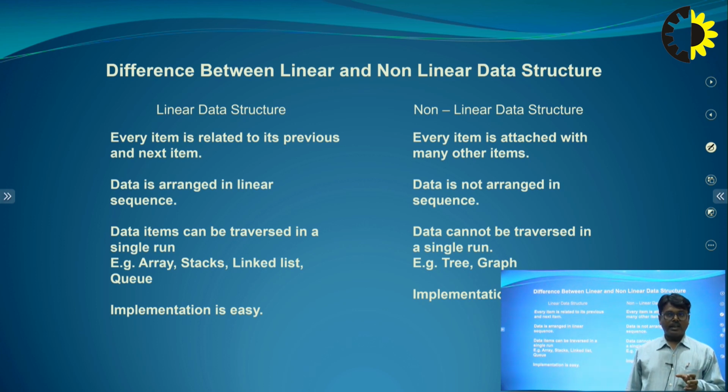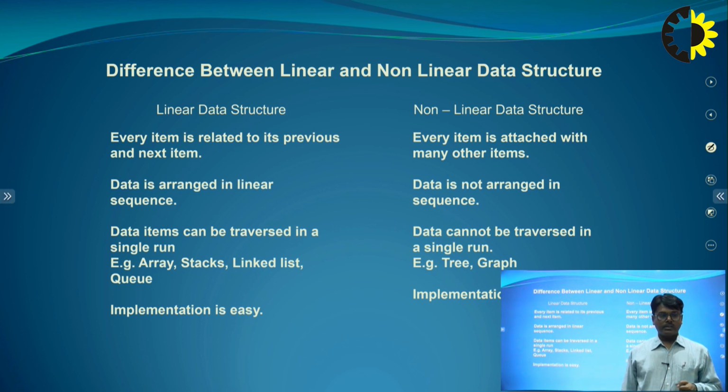That means it is not necessary that we have to directly attach with the previous or next item. The next item could be anything, anywhere, according to the data structure which we have defined here. Data is arranged in linear sequence in case of linear data structure, but in case of non-linear data structure, it is always scattered, means it is not in sequence. The data is not arranged in a sequential manner.